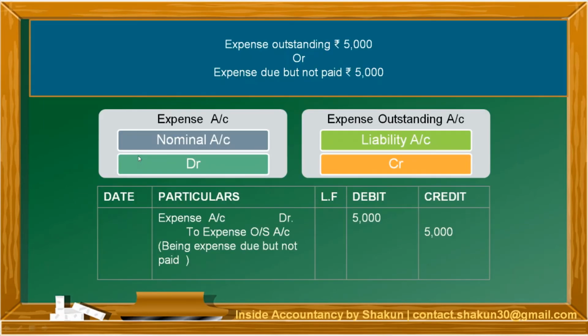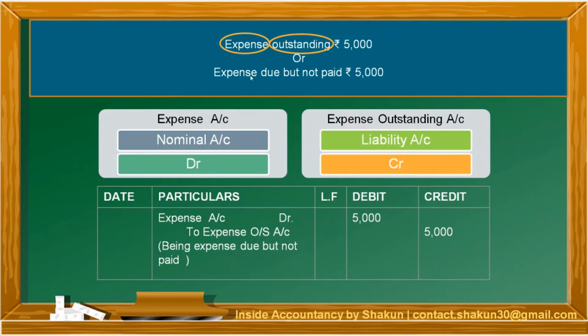Moving on, expenses outstanding, or the expenses due but not paid. Due means that the expenses relate to the current year but have not been paid due to some reasons. In that case, we will identify the expense account and the outstanding expense account. Expense being a nominal account, you all know that debit all expenses and losses, so expense will be debited. But an outstanding expense is a liability. Apply the modern approach here. Outstanding expense is a liability, therefore it should be credited.